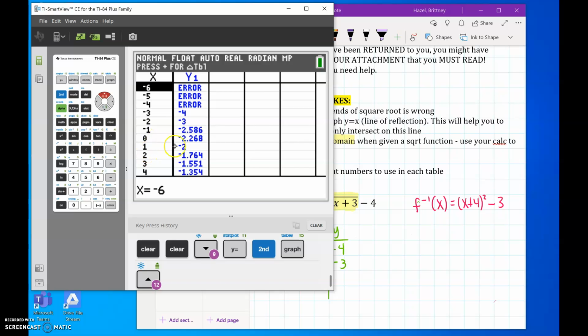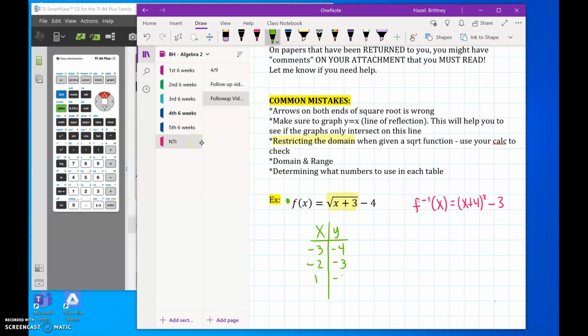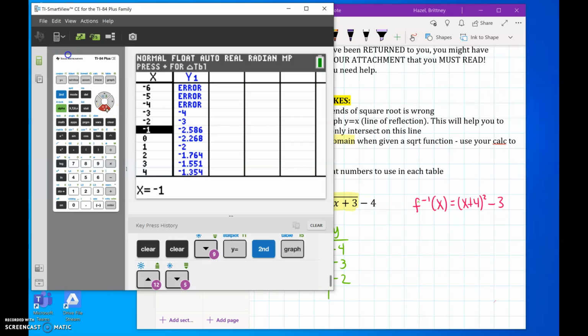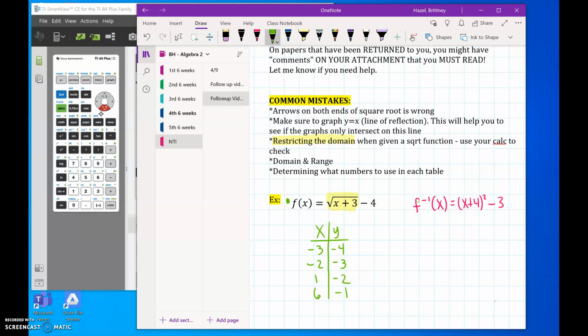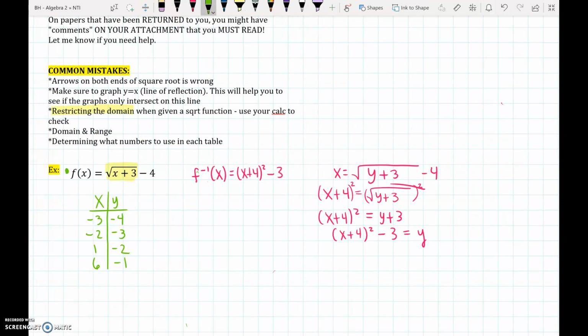I'm also going to choose 1, -2. Then I'm going to scroll down and find one more point with whole numbers. So 6, -1. And then you're going to literally flip those two columns for your x and y on your inverse function. So you don't even need to type in the inverse function to the calculator unless you're checking your final answer, your final graph. So I've got -4, -3, -3, -2, -2, 1, and -1, 6.